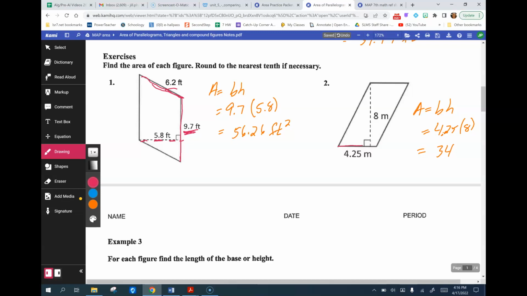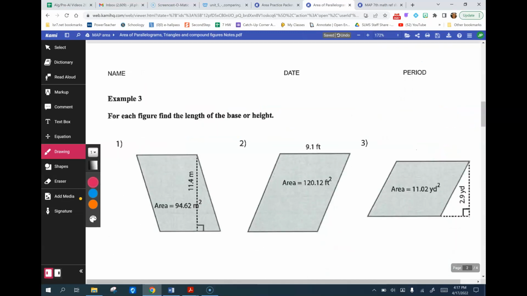Now, this one's pretty obvious. Here's my base. Here's my height. So I'm just going to multiply. And what did I forget to do here? That's right, I have to label it. So this is going to be meters squared. Okay, good. So that's parallelograms.